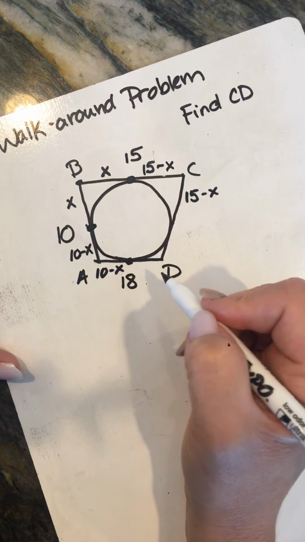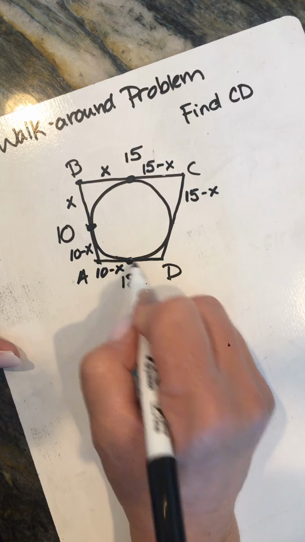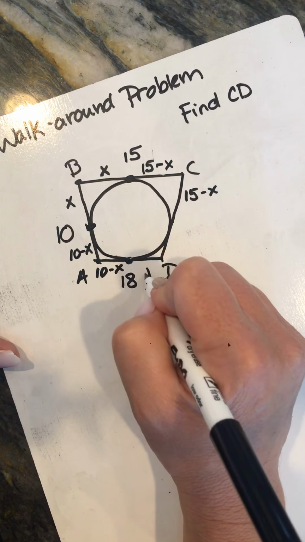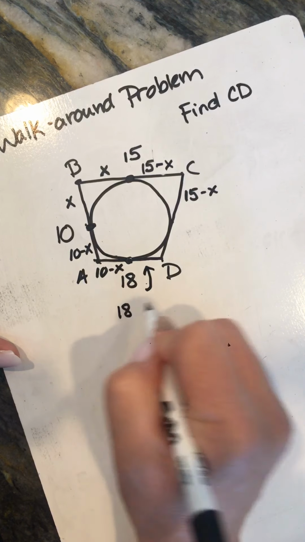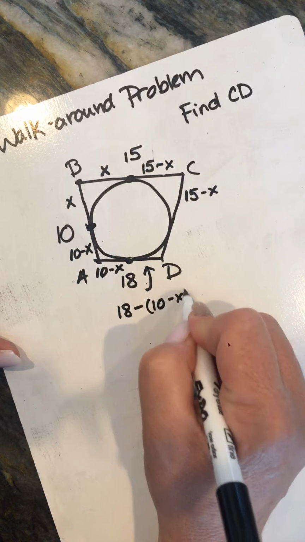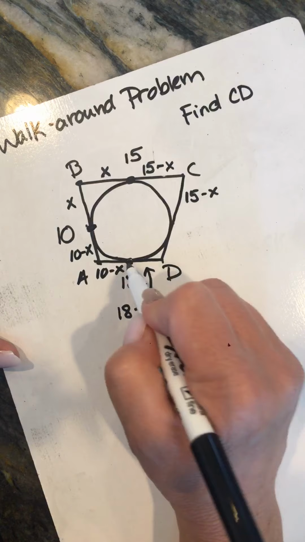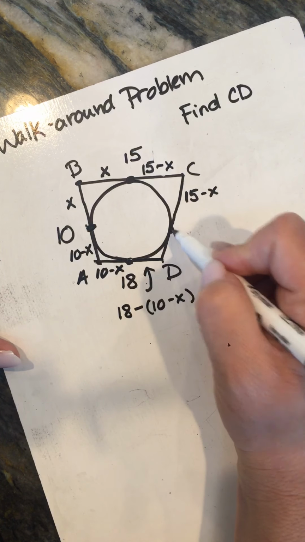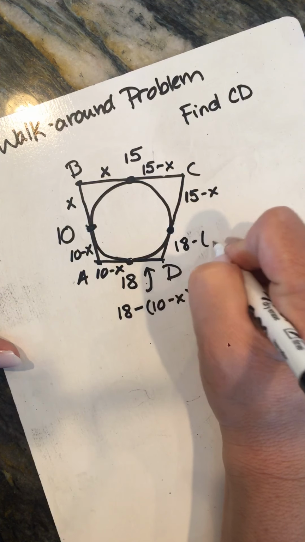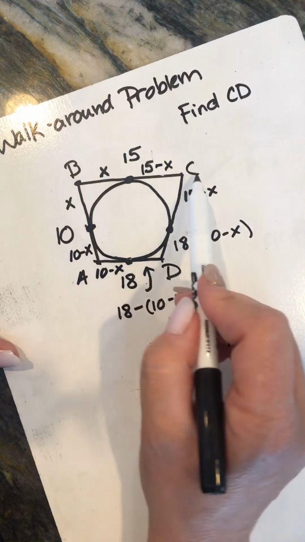Now here's the tricky part. If this is 10 minus x, then what is the point of tangency to D? I'm not going to have enough room, so I'm going to draw a little arrow here. Well, the whole side is 18 minus this segment here, which is 10 minus x. That's the hardest part right there. If this guy is 18 minus the quantity 10 minus x, then this piece from D to the point of tangency C is also going to be 18 minus the quantity 10 minus x. So we've walked around the whole problem.